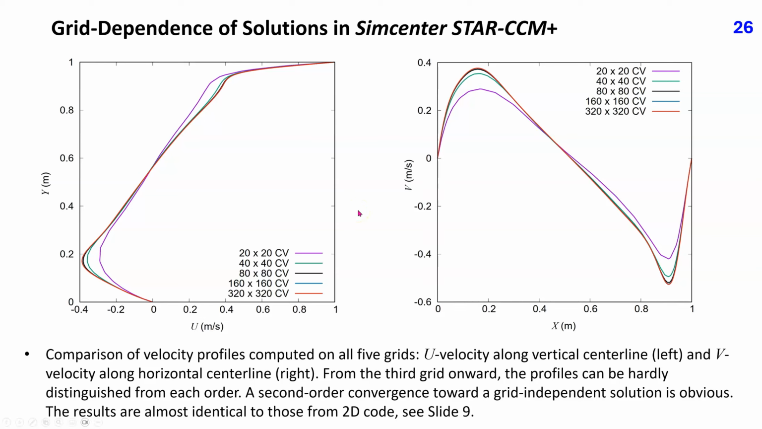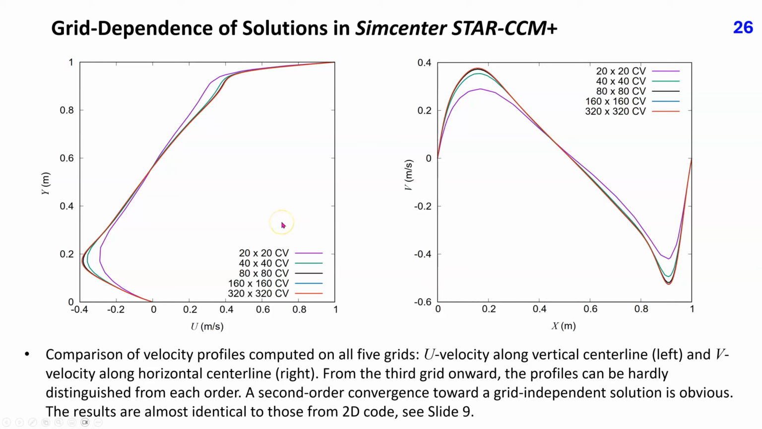These plots show the comparison of velocity profiles computed on all 5 grids: u velocity along the vertical center line and v velocity along the horizontal center line. From the 3rd grid onward, the profiles can hardly be distinguished from each other. A second-order convergence toward a grid-independent solution is obvious. The results are almost identical to those from the 2D code.